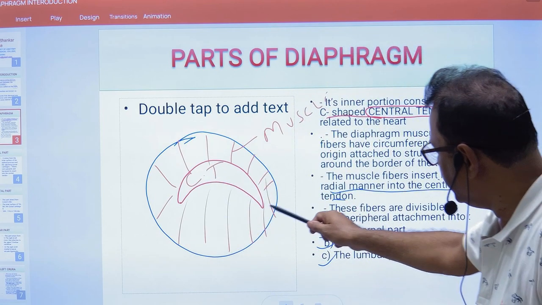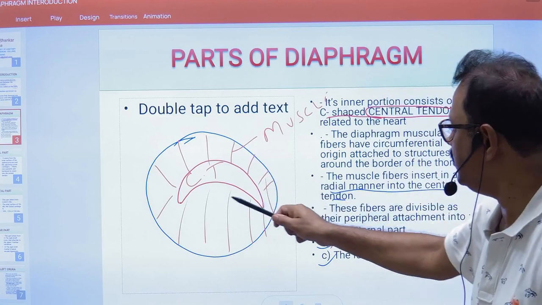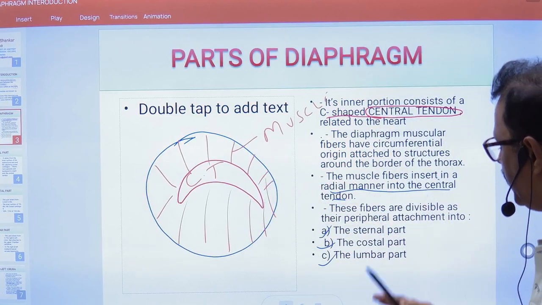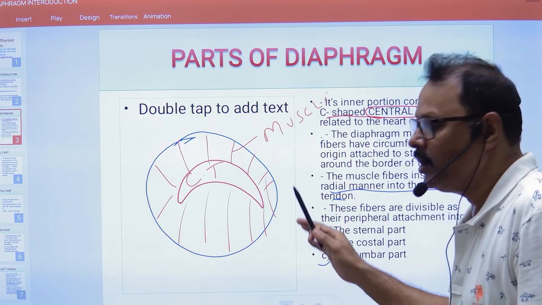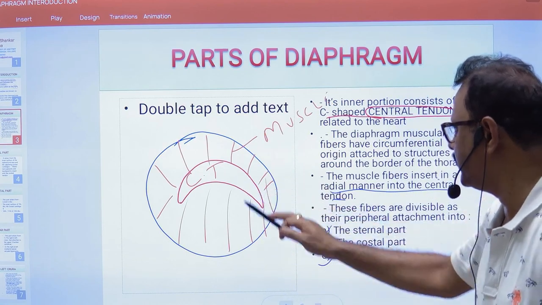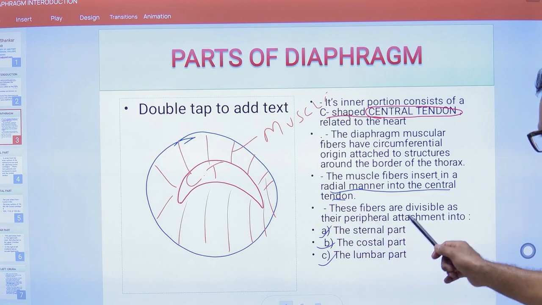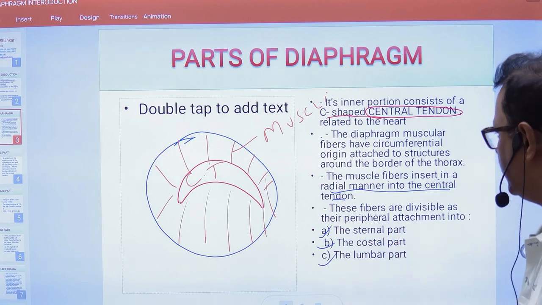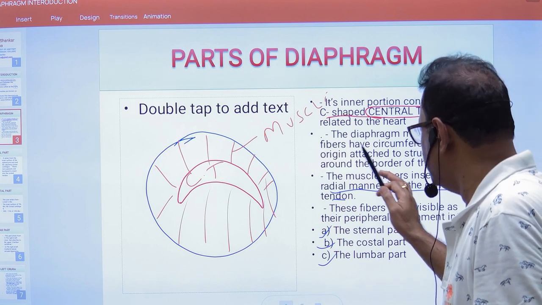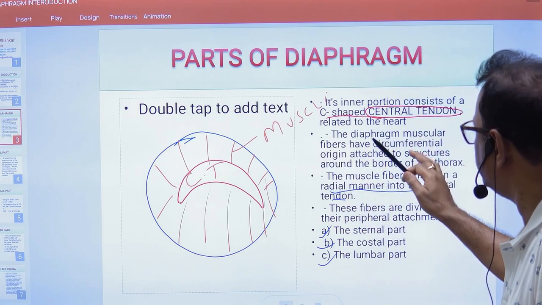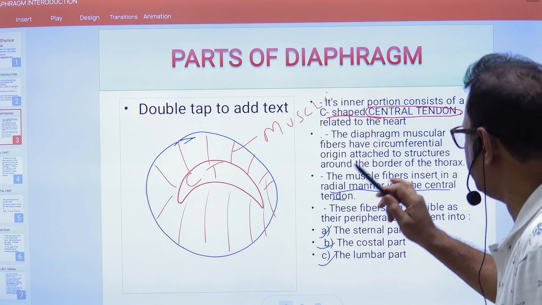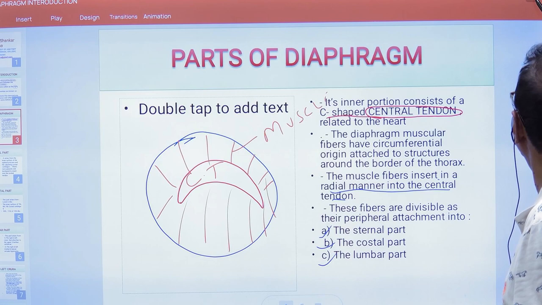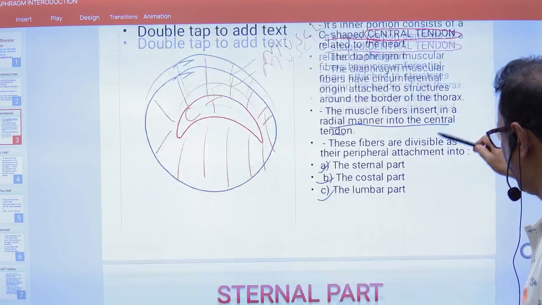So the radially arranged muscles attach to the central tendon, number one. Number two, the muscles attaching to the central tendon come anteriorly from the sternal part, posteriorly from the lumbar part, and laterally from the costal part. This is the introduction of the diaphragm, a musculotendinous sheet which forms the partition between the thoracic and the abdominal cavity.